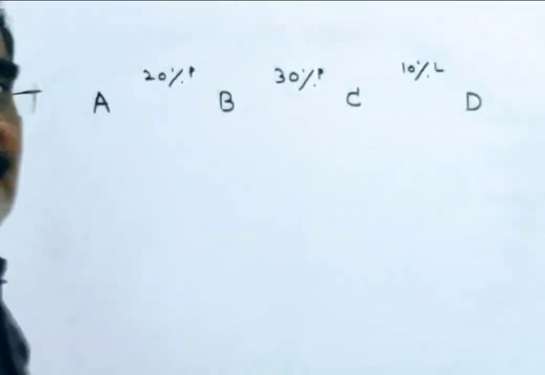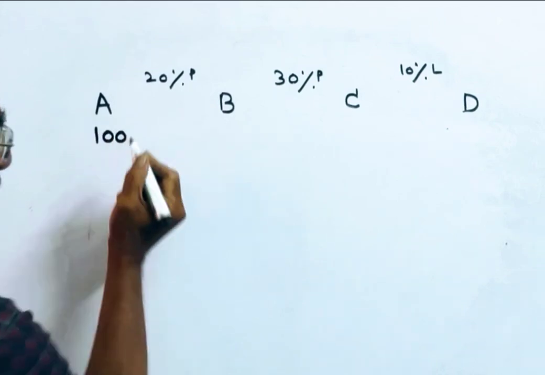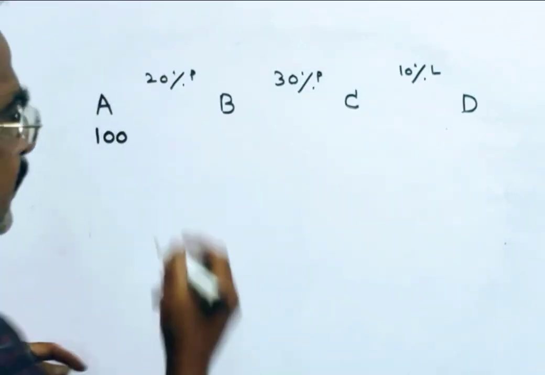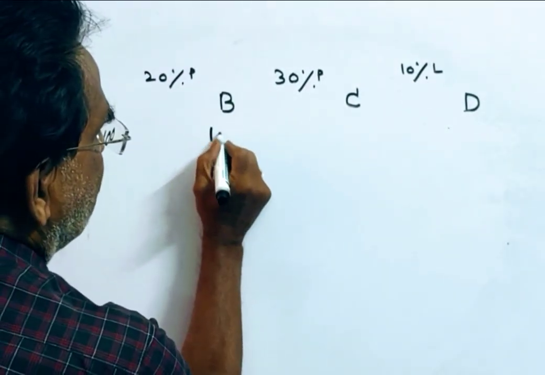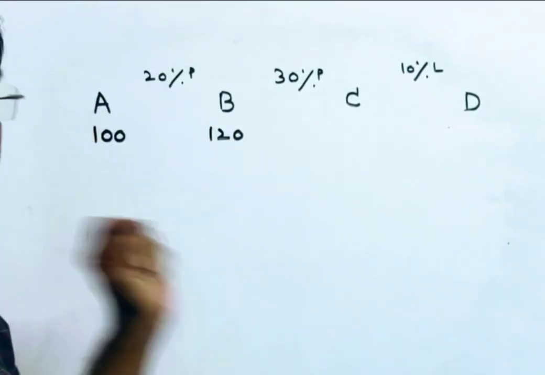Friends, say the cost price of the watch for A is 100 rupees. Friends, A sold the watch to B at 20% profit. So the selling price of the watch is 120 rupees. This 120 is the cost price of B.